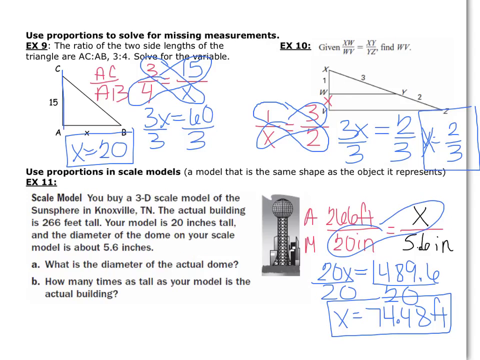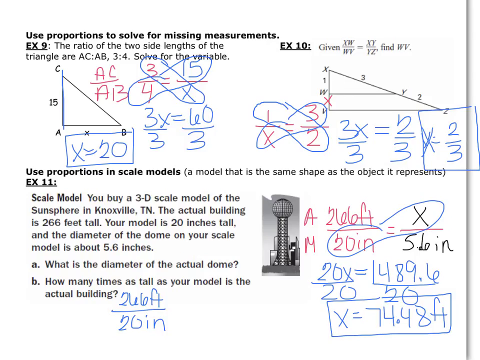So now it wants, well, how many times as tall as your model is the actual building? So it wants to know how many times bigger our building is than the model. Well, the building is 266 feet. The model is 20 inches. So we need to know the difference there. Well, you see now we have one ratio. So we must simplify here.